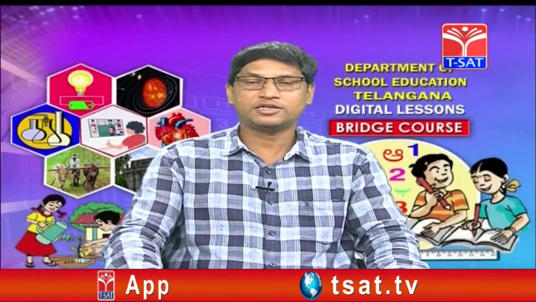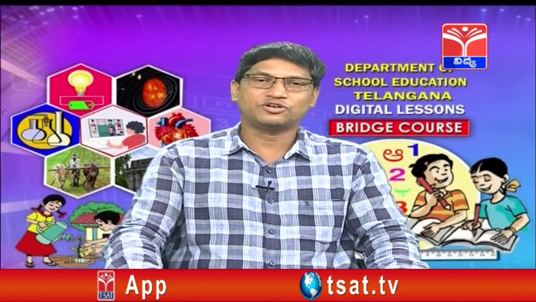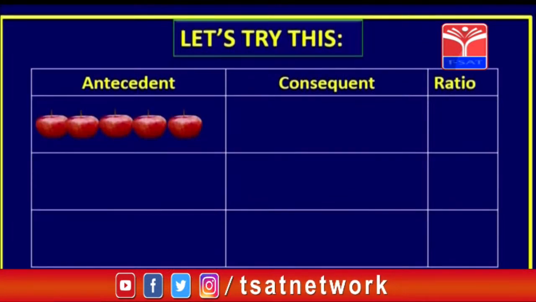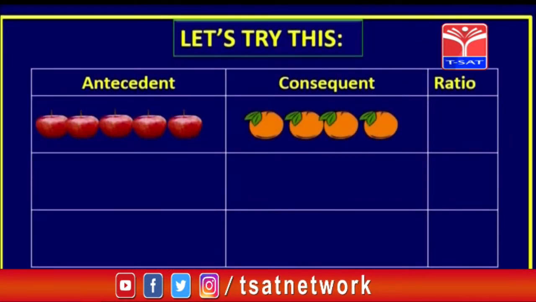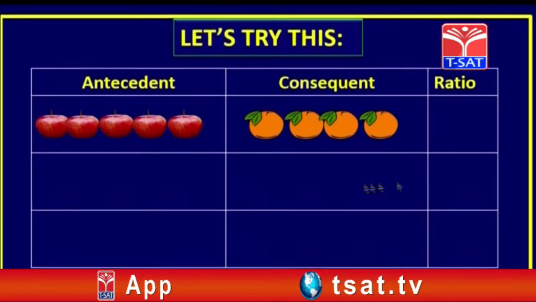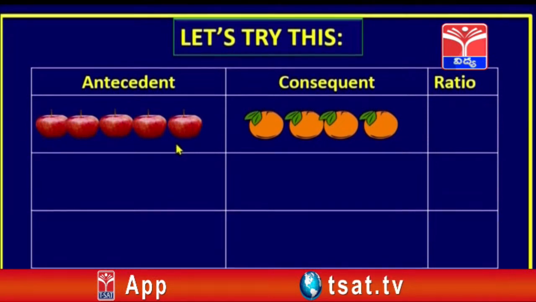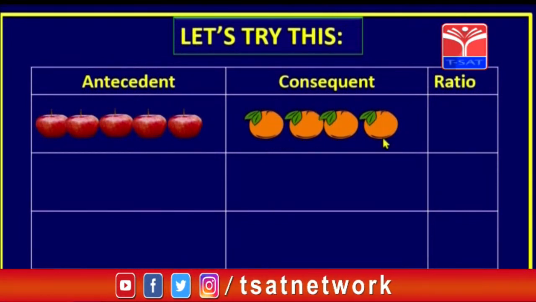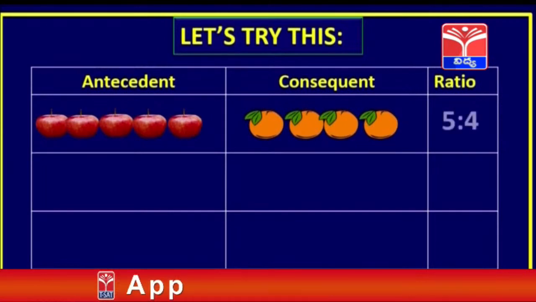Now let us move on to our next concept, children. I want you to try this. When antecedent and consequent are given to you, how do you write the ratio? Here you are given the number of apples and here the number of oranges, and you need to write the ratio. So children, how many apples are there here? Yes, we have 5 apples. So antecedent is 5. And what about consequent? Yes, we have 4 oranges. That means consequent is 4. So what will be the ratio? Yes, you are right. It is 5:4.